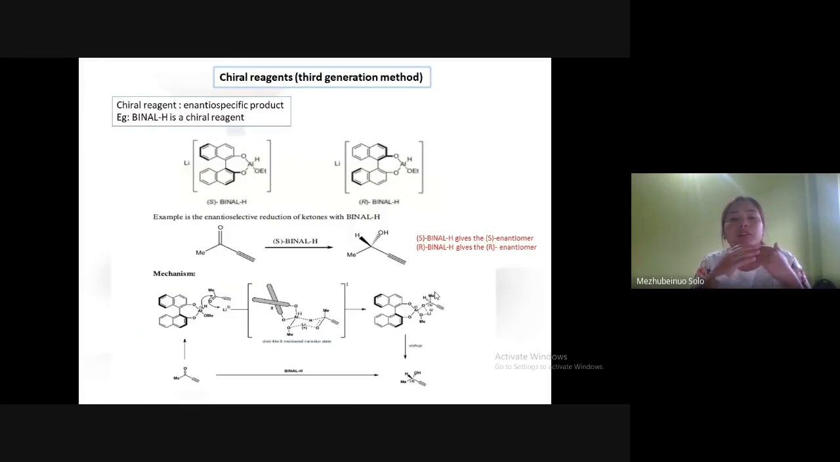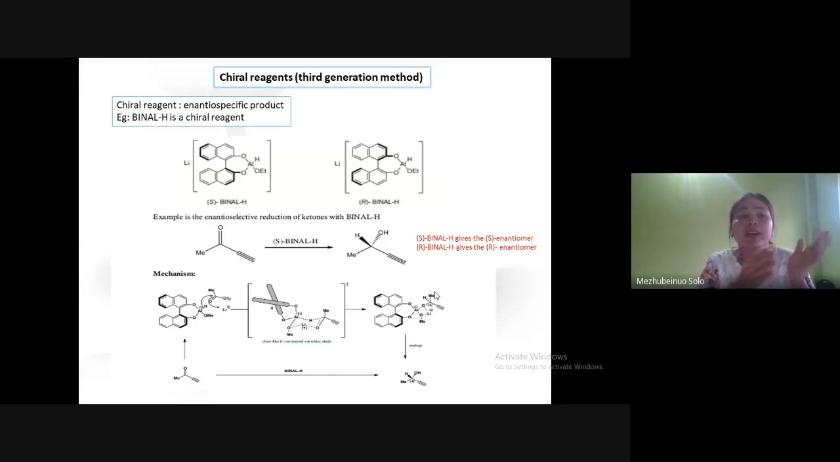And our third method is the use of a chiral reagent. These chiral reagents give only a single product. An example of a chiral reagent is BINAL-H, where S-BINAL will give the S enantiomer and R-BINAL will give the R enantiomer. But see, although these three methods give a good enantiomeric excess, they are not favorable methods anymore.